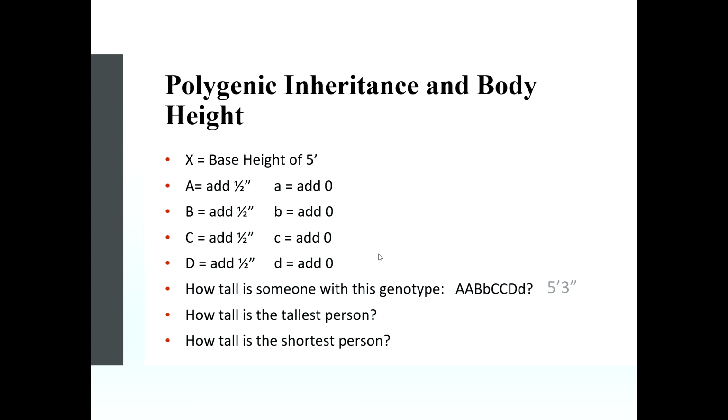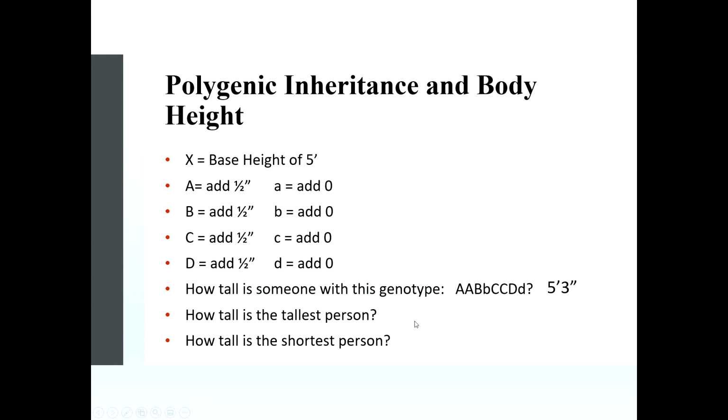All right, let's see if you got it. How many got 5 feet 3 inches? So, of course, the 5-foot base height, but the 3 inches comes from there's 2 A's, that's a half and a half is 1. A B here and a C here, that's 2 more inches, and a C and a D here. So we have 6 dominant alleles, that would be 3 inches.